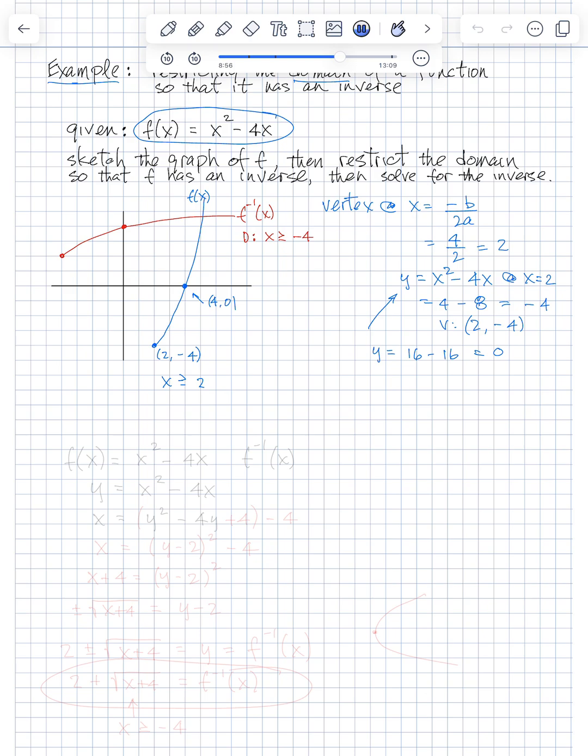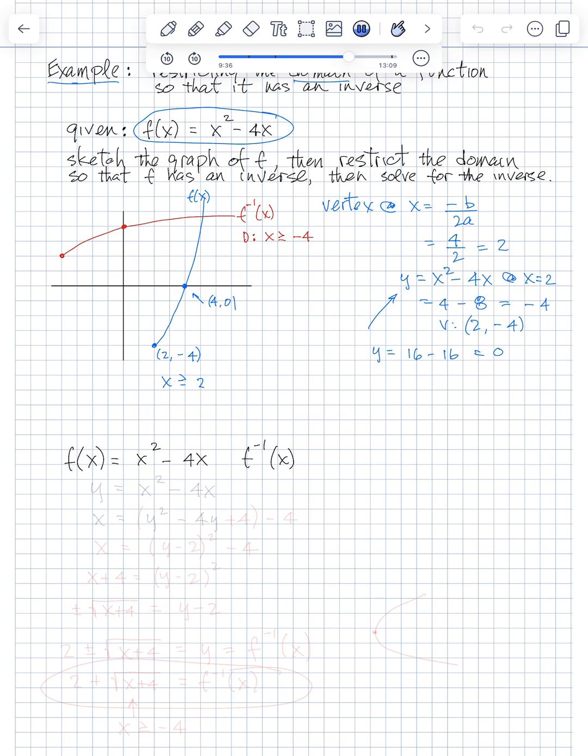Okay, so one more thing. What if I asked you to find the equation of the inverse? Okay, so let's do that. This will be a fun exercise. So let's write the function again. f of x is equal to x squared minus 4x. And you want to find algebraically f inverse of x, restricting the function, and find out what that is algebraically.